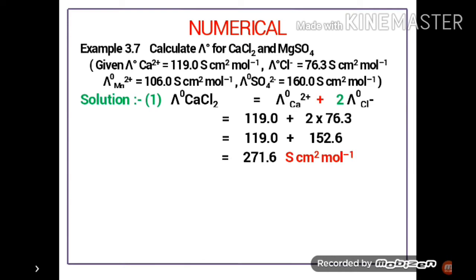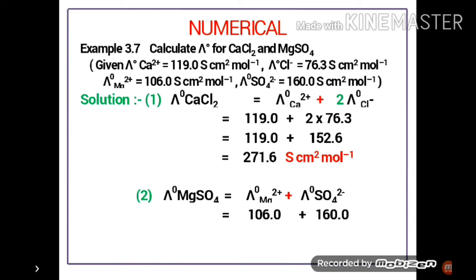Now limiting molar conductivity for magnesium sulfate. For magnesium sulfate we can write the Kohlrausch law as lambda naught Mg2 plus and lambda naught SO4 2 minus. Simple, we'll put the values of cations and anions, then solve it, and you will easily find the value of limiting molar conductivity of magnesium sulfate. So it's a simple way. Simply we have to find the number of cations and anions, and after that multiply with the values of limiting molar conductivities of cations and anions. Simple.